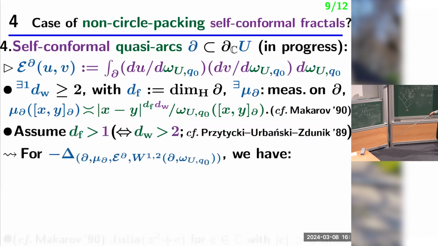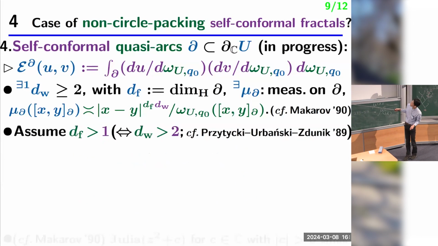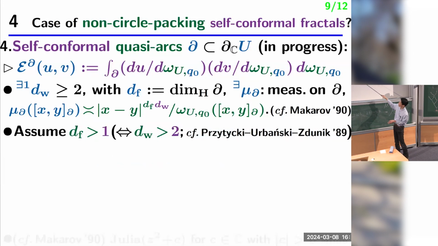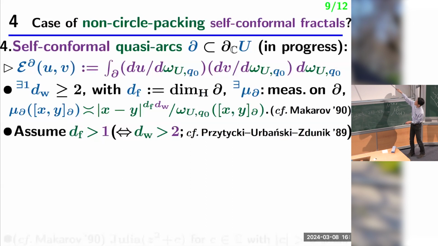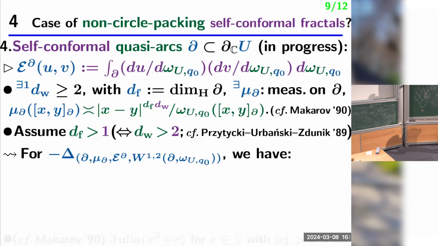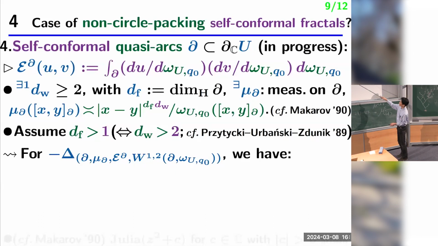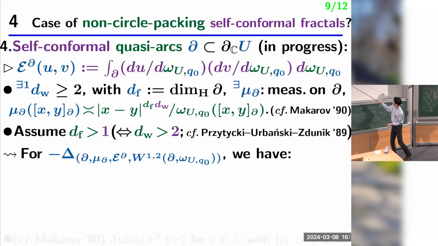And I have to stop soon. For simplicity, we are not interested in the case of smooth curves. So let's assume that the Hausdorff dimension is greater than 1. This turns out to be equivalent to saying that this exponent here is strictly greater than 2. Now I have defined the Dirichlet form and the reference measure, so we can define the Laplacian.